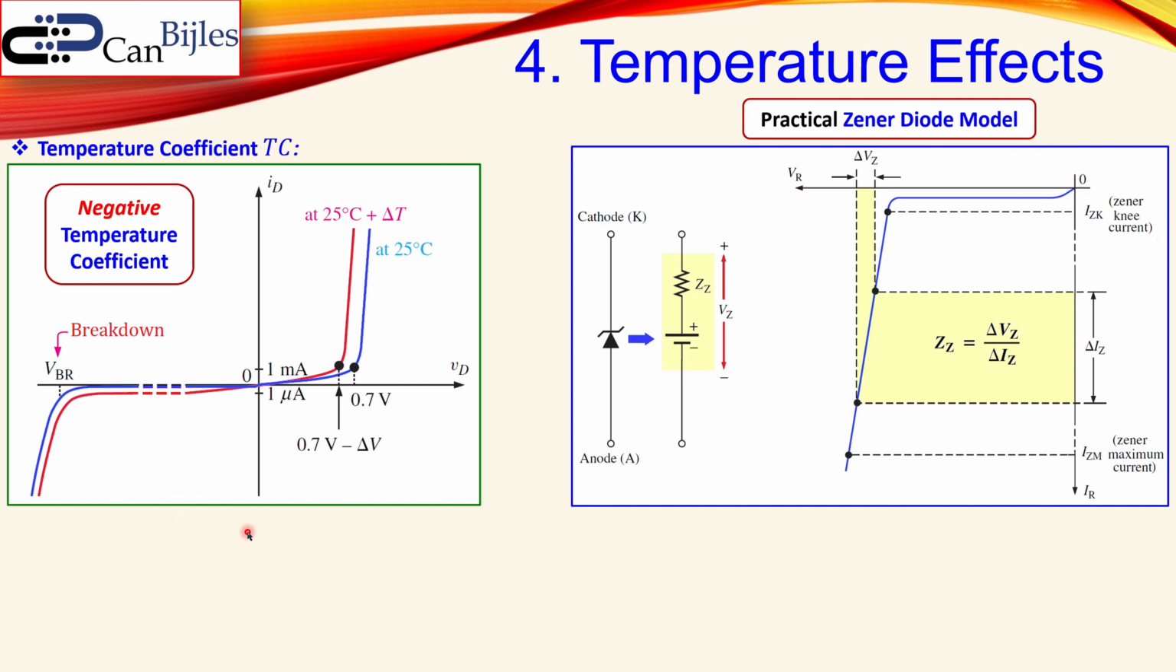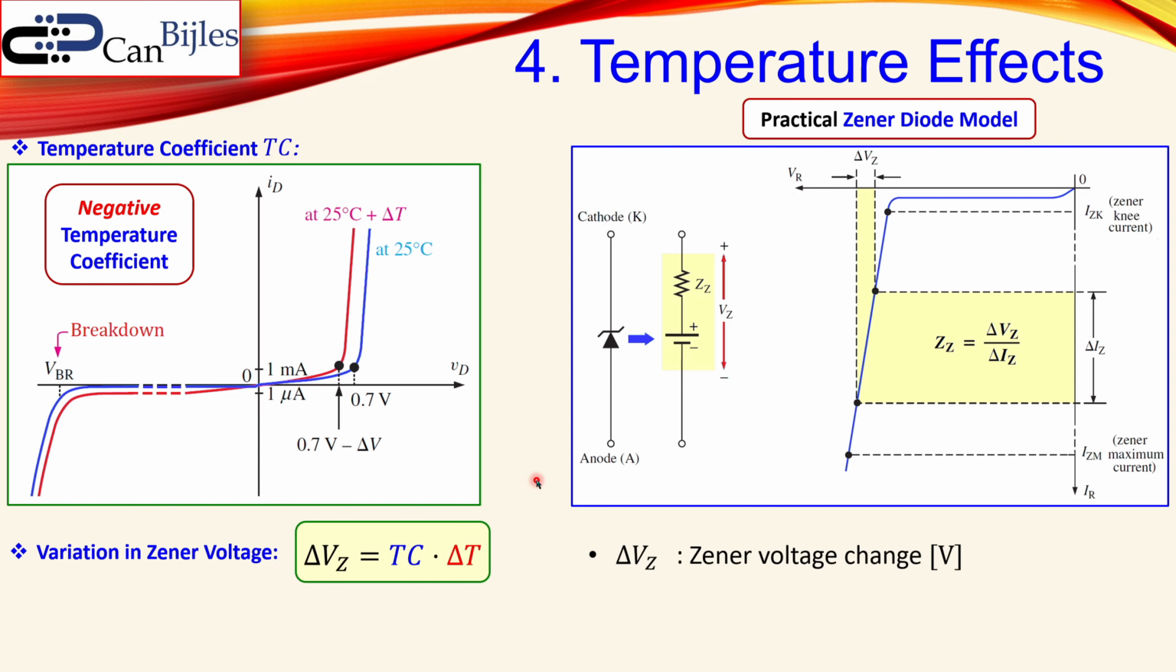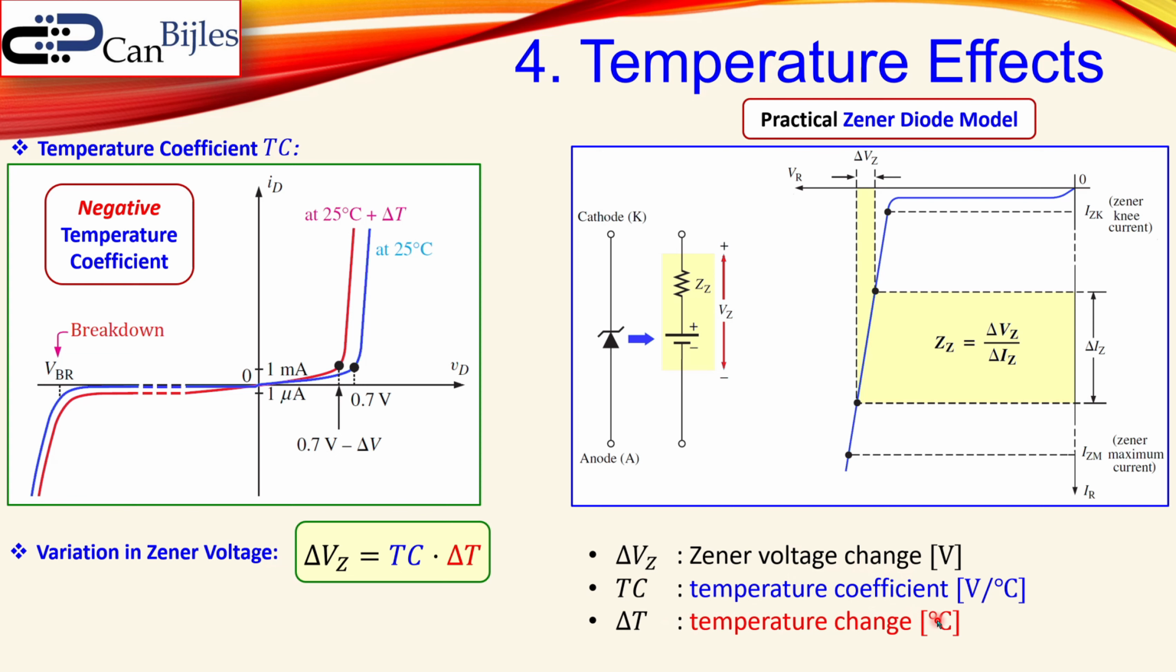So this is important. And that is then given by this expression. The change in the Zener voltage, the breakdown voltage, is given by the temperature coefficient times the change in the temperature. The temperature coefficient here is given in volts per degree, the Zener voltage is given in volts, and the temperature is given in degrees. You can also have it in Kelvin, it doesn't matter. In ratio, it is exactly the same.